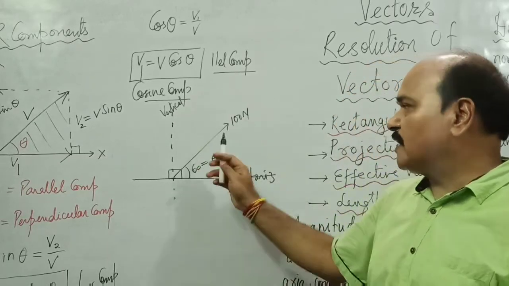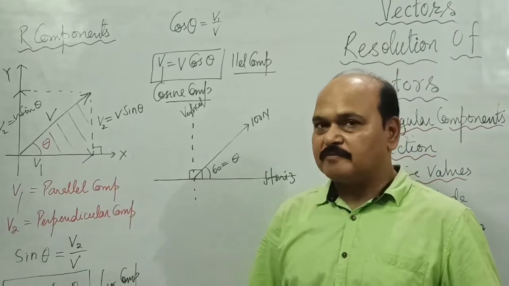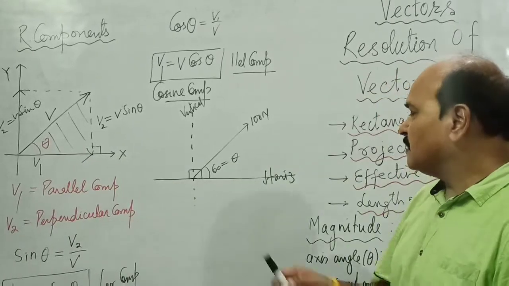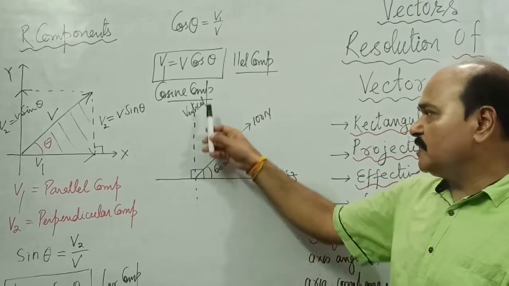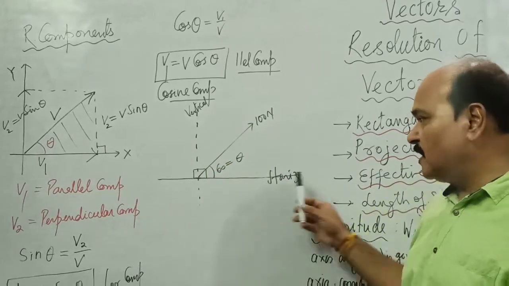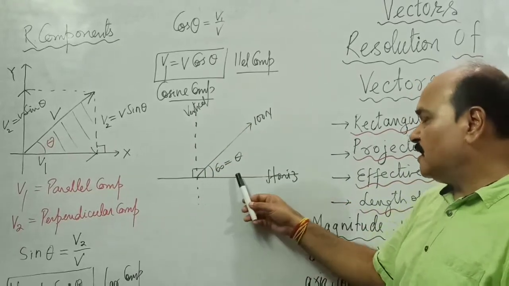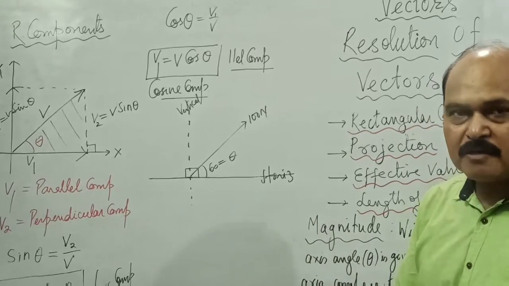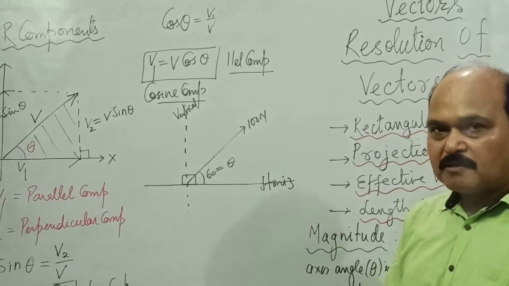Now see, this example is analogous to the example we have just understood. This is a vector. This vector lies in between these two axes. One is perpendicular, other is horizontal, and this vector makes an angle 60 degree from the horizontal. What are its two components?